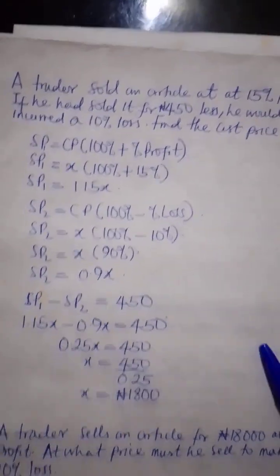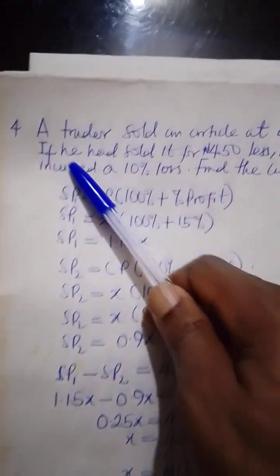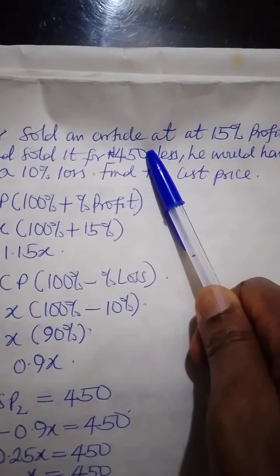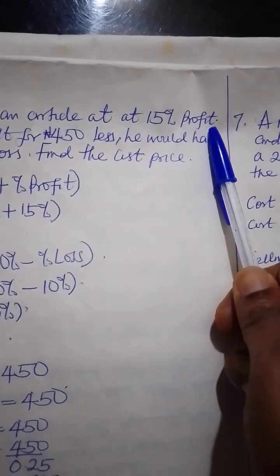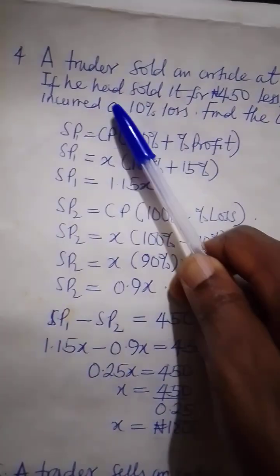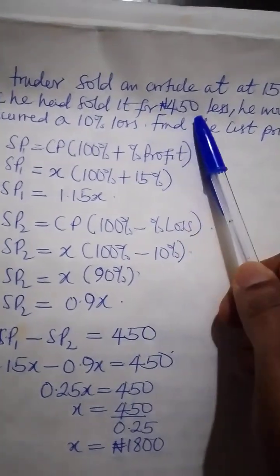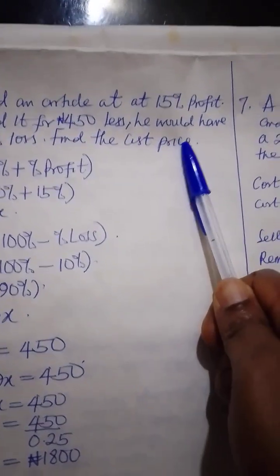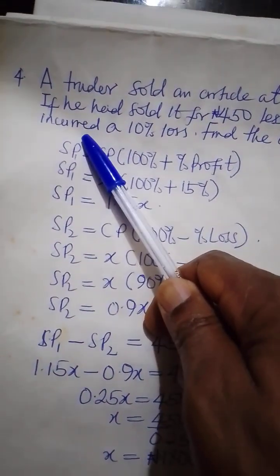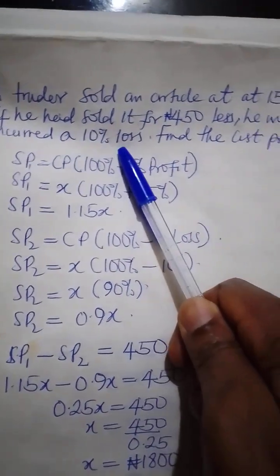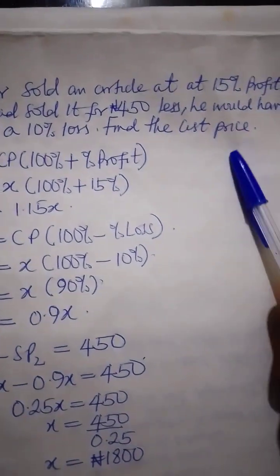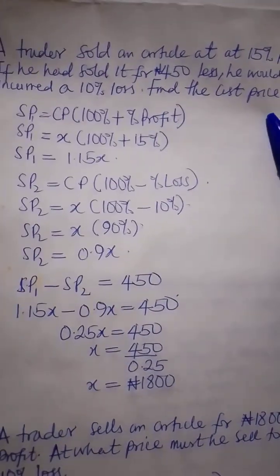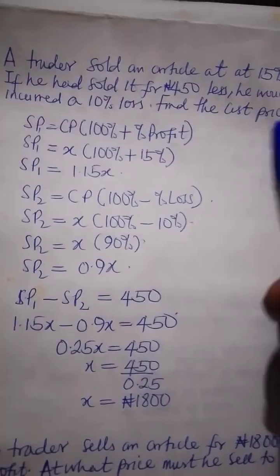Question number 4. A trader sold an article at 15% profit. If he had sold it for 450 naira less, he would have incurred a 10% loss. Find the cost price. This is exactly like what we just did now in number 3. So we just follow that same procedure.